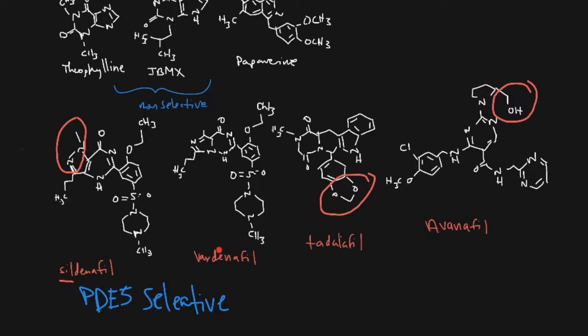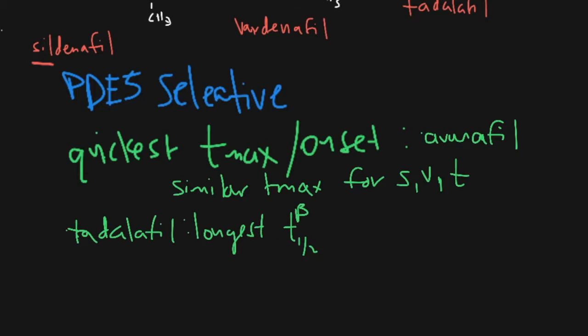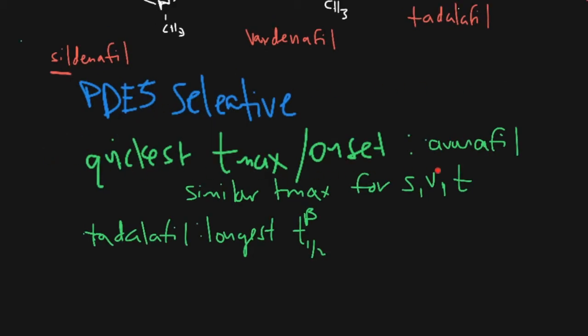So vardenafil, I don't know. But if you remember sildenafil, 2 nitrogens sit next to each other. Tadalafil, frog eyes, because frogs sit on pads, rhymes with tad, tadalafil. And hanging hydroxyl, hangman, avanafil plays hangman. You can definitely get vardenafil if these are the only options. So among these 3, remember that avanafil has the quickest Tmax, or the quickest onset, and sildenafil, vardenafil, and tadalafil have similar Tmaxs or onsets.